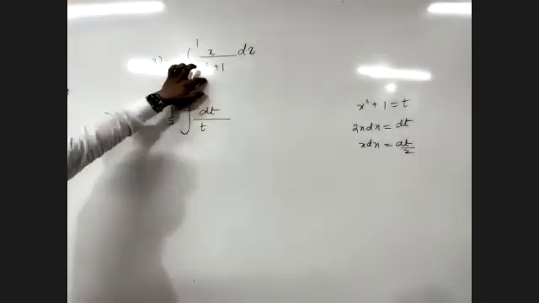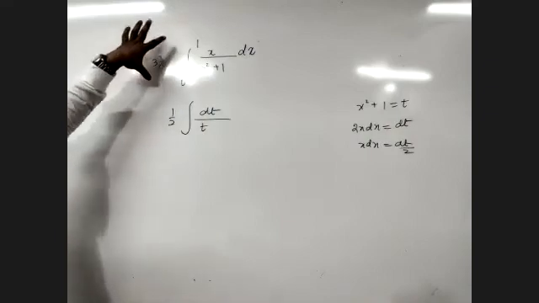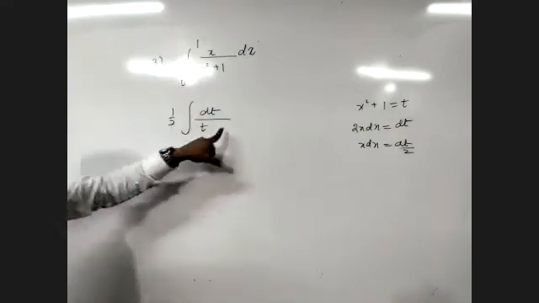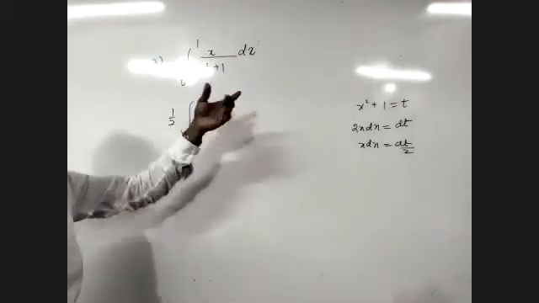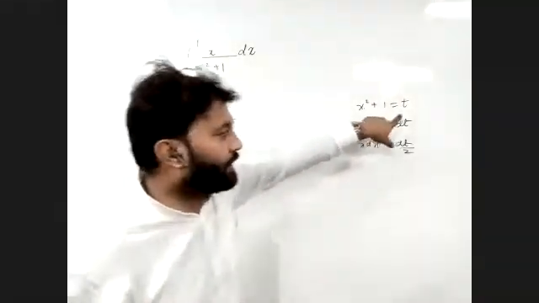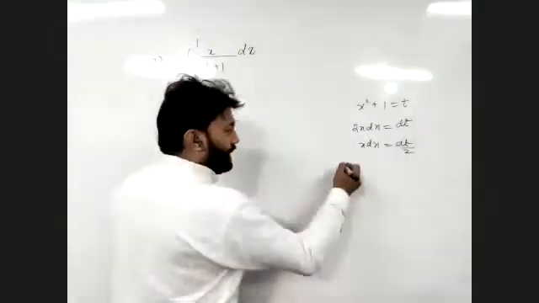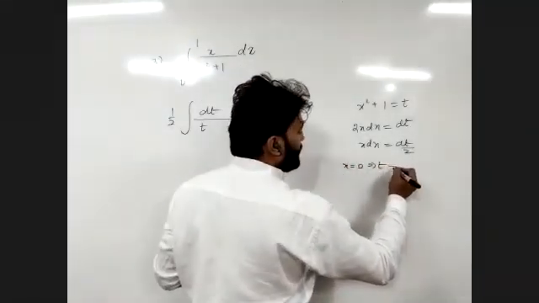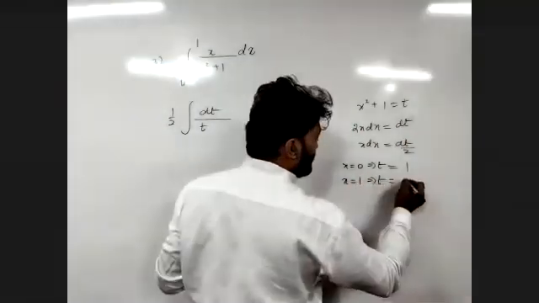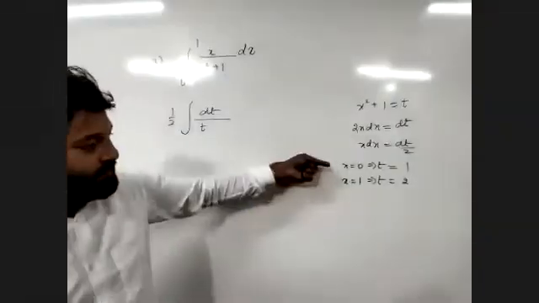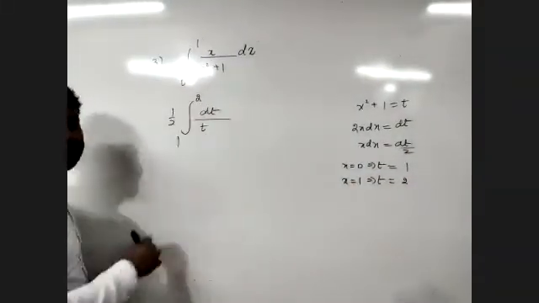X square plus 1 we have taken as t, differential adjust किया, values put up की. यहाँ पर हम 0 to 1 इसलिए नहीं लिख रहे हैं because this is completely in terms of t और 0 और 1 x की values है. If these are the values of x, we can put it in t, we'll get the corresponding values of t. When x is equal to 0, t will be equal to 0 plus 1. When x is equal to 1, t will be equal to 2. So in place of 0 to 1, it will now be 1 to 2. Am I clear with that?